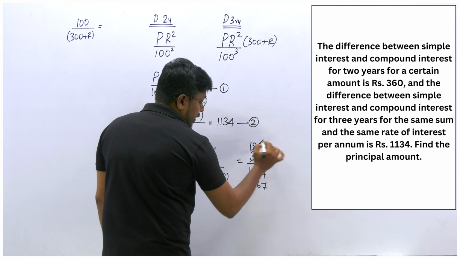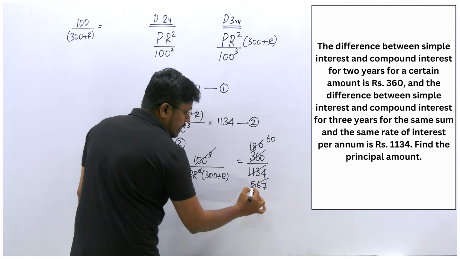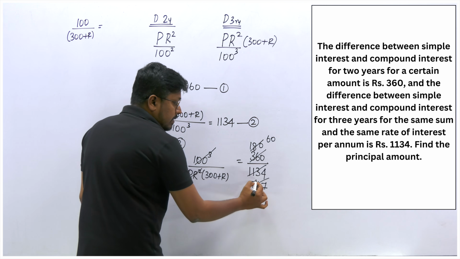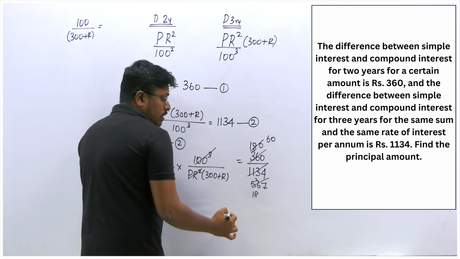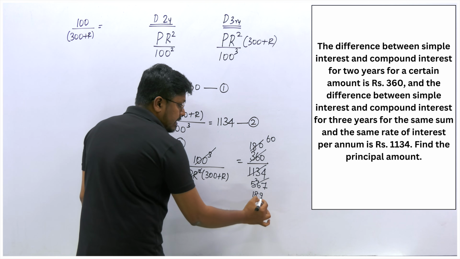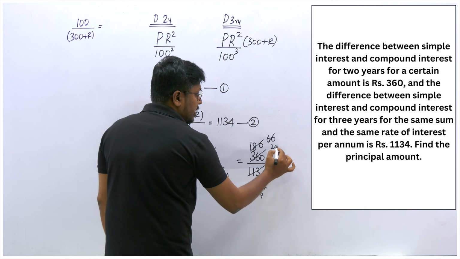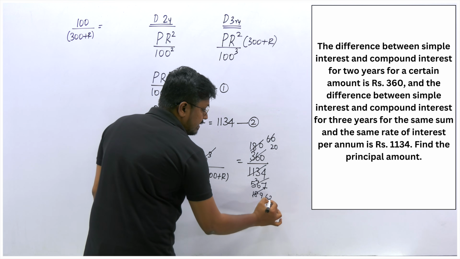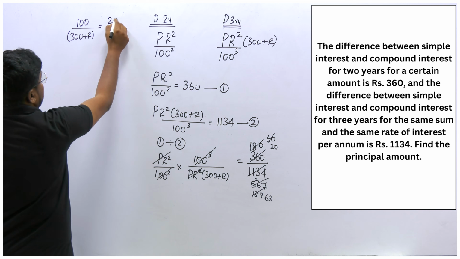Again we can go with the 3 table, right? 6 3s are 18, 30. So go with the 3 table, 1 3s are 3, so remaining will be 2. 8 3s are 24, remaining will be 2. 9 3s are 27. So again we can go with the 2 table. So this will be 20 and this will be 63. So finally we got 20 divided by 63.